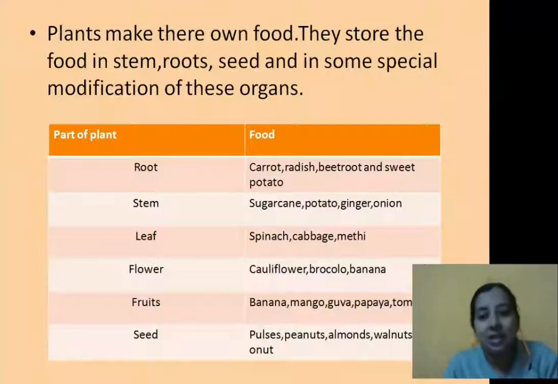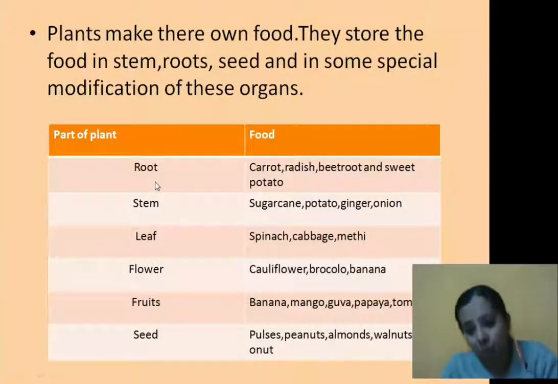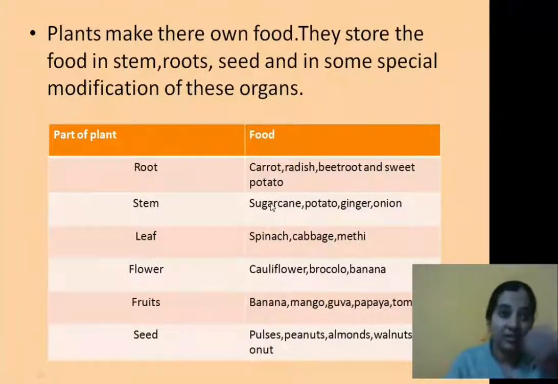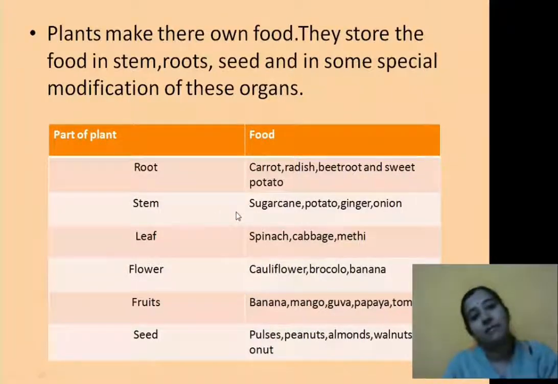Carrot, radish, beetroot, sweet potato. These all come in root. Then stem part which we eat, sugar cane. Now, okay, potato comes in stem, sweet potato comes in root. Stem part: sugar cane, potato, ginger, onion. These are all of whatever we eat. These come from the stem part of the plant.